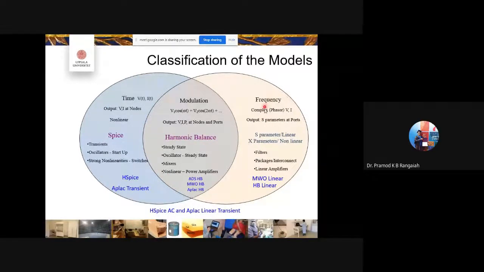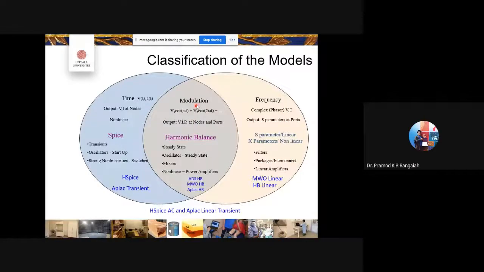When we discuss frequency, S parameters are discussed in most of our academic syllabuses, but X parameters are missing. But most probably with recent devices, S parameters will not be sufficient to calculate most of the nonlinear effects of the devices. So we have to use X parameters. And devices like filters, package interconnects, and linear amplifiers fall in this kind of frequency domain. And the models available are Micro Office linear and harmonic balance linear.